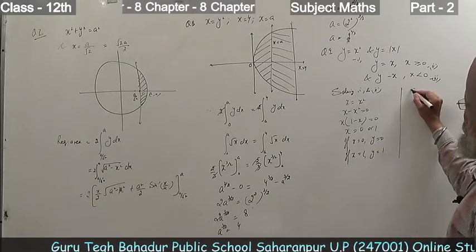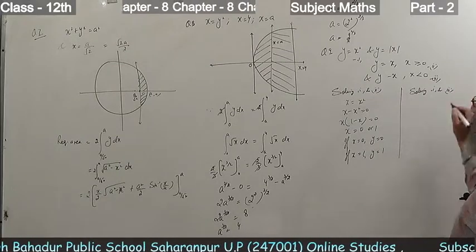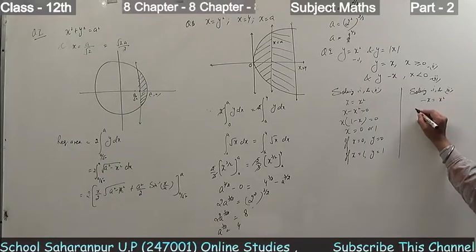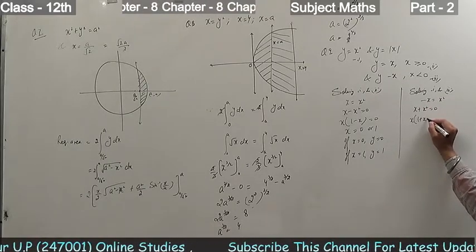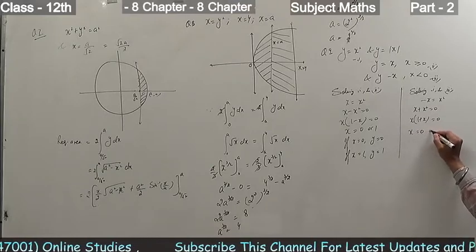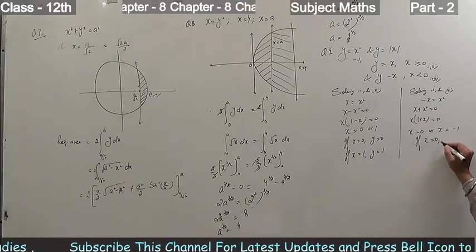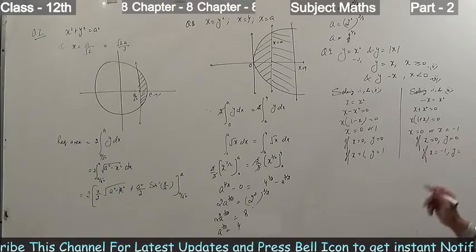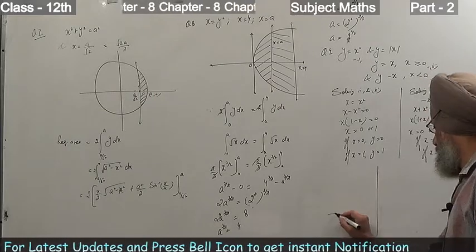Now solving first and third, minus x is equal to x square, x plus x square is 0, x is common, x is 0 or x is equal to minus 1. If the value of x is 0, then y is 0, if the value of x is minus 1, y is equal to 1. Now we make a graph for it.